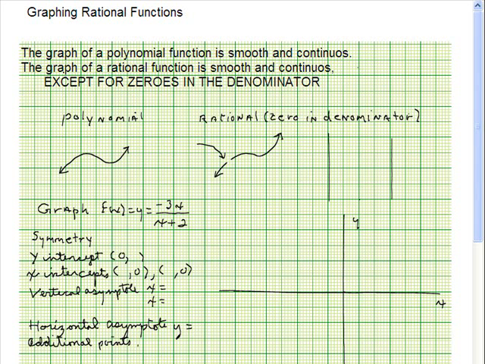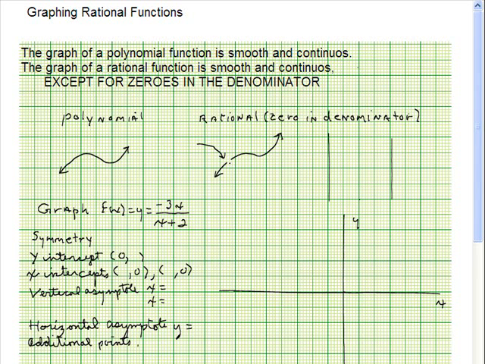Now, the graph of a rational function, which is a fractional function, a function with a polynomial for its numerator and a polynomial for its denominator, will also be smooth and continuous unless you get zeros in the denominator. Now, if you get zeros in the denominator of your rational function, there will be a break in the graph. And the break can occur in a couple of different ways. In the first example here, if your zero of the denominator is matched by a zero of equal degree in the numerator, you punch a hole in the graph.